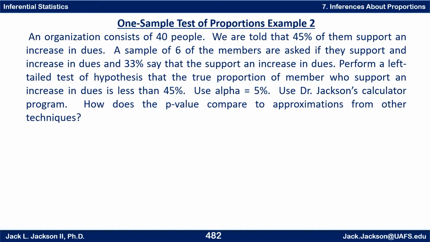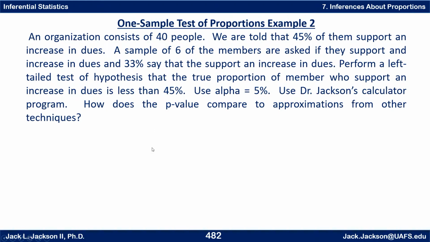Press pause now. Okay, now you're back. Notice that we have an organization consisting of 40 people. We're told that 45% of them support an increase in dues. A sample of size 6 of the members are asked if they support an increase in dues, and 33% say that they do support this increase. Perform a left-tailed test of hypothesis that the true proportion of members who support an increase in dues is less than 45% using alpha of 5%.